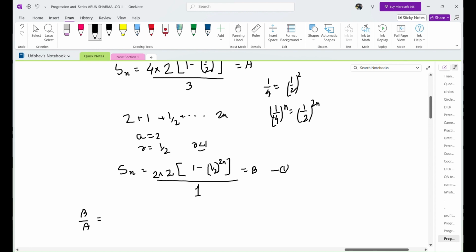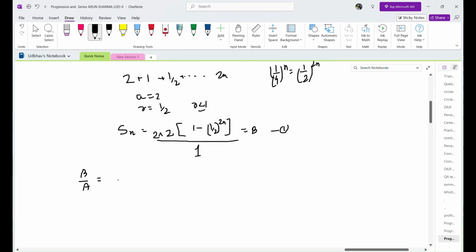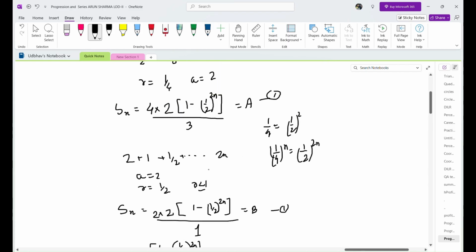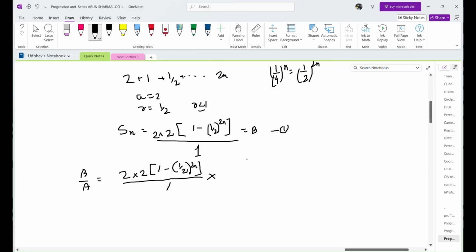The numerator will almost get cancelled. Okay, I'll just write it. 2 into 2, 1 minus 1 by 2 raised to the power 2n, upon 1 into, the equation 2 will get reciprocal and then we'll write it.